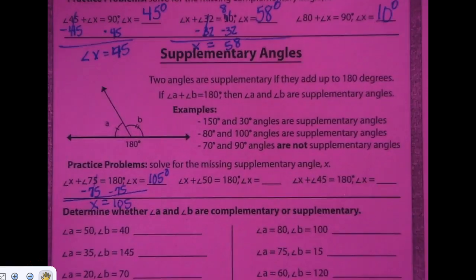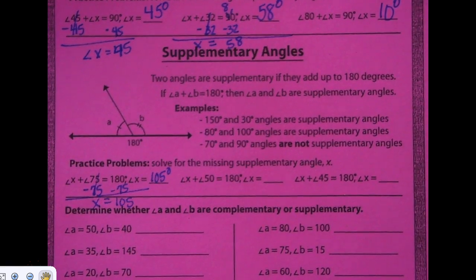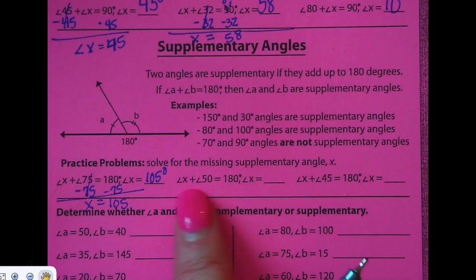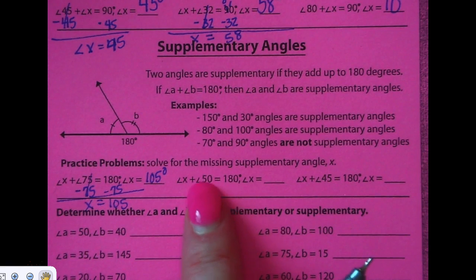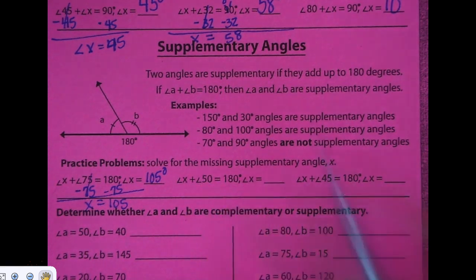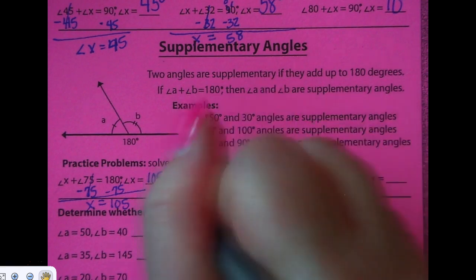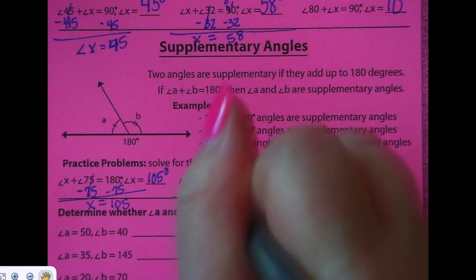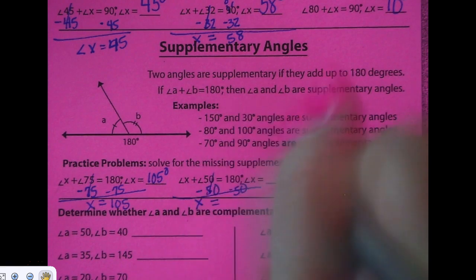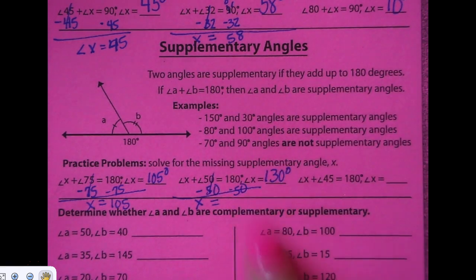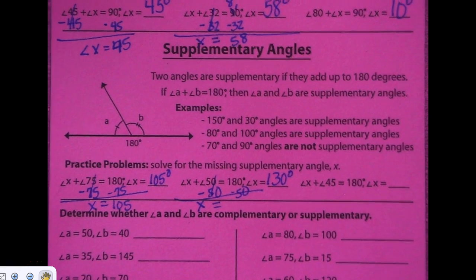I need to remember not to use this pink paper. It's hard to see, isn't it? Okay, angle X plus 50 degrees for the other angle equals 180. Subtract 50 from both sides. What does that leave angle X? 130 degrees. 180 minus 50 is 130 degrees.